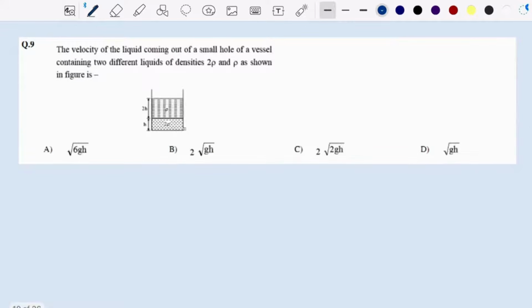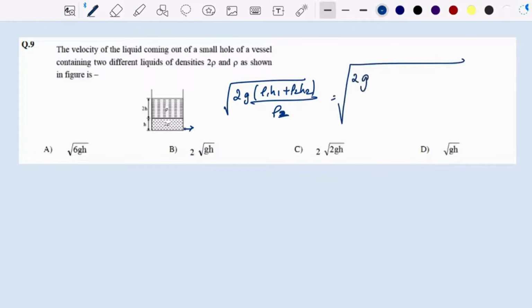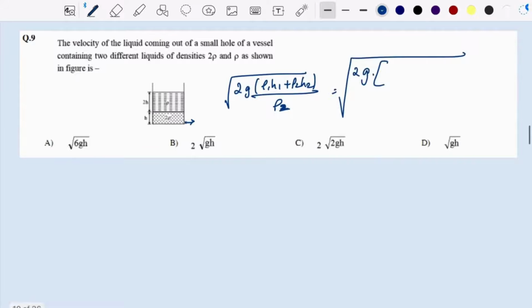In this question, the velocity of the liquid coming out of the hole here will be, generally, velocity will be defined as root of 2g times rho 1 h1 plus rho 2 h2 upon rho 1 plus rho 2. It's a weighted average of the heights by the density of the fluid which is coming out. Substitute the values, so you end up getting 2g times rho into 2H plus 2 rho into H upon 2 rho. Here 2 rho comes twice, so you just cancel it up, you end up getting root 4gH, which is 2 times root gH.